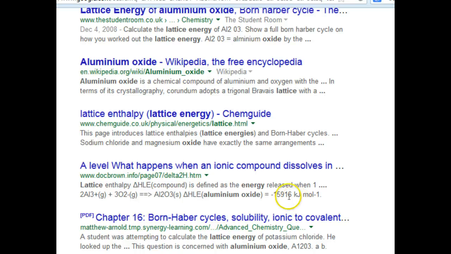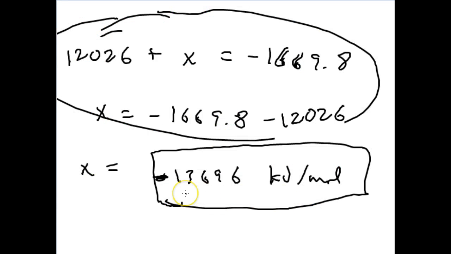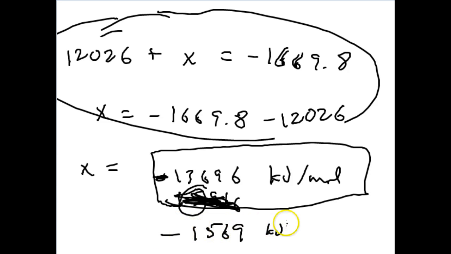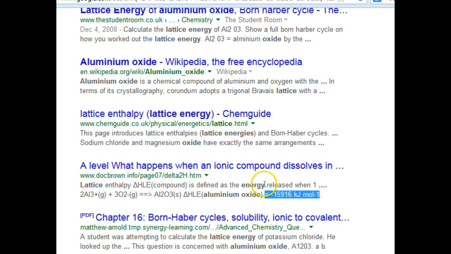Okay, so someone on this Doc Brown page found 15916 kilojoules per mole. So let's see. Is that close to ours at all? 15916. Yes, it's quite close. It's off by 2000 kilojoules or so, but that's okay. I was really looking for the order of magnitude. If other people had found this quantity, then there would be some worry there, because that means we would be 10,000 off. But since we're only a couple thousand off, I think that might be okay.